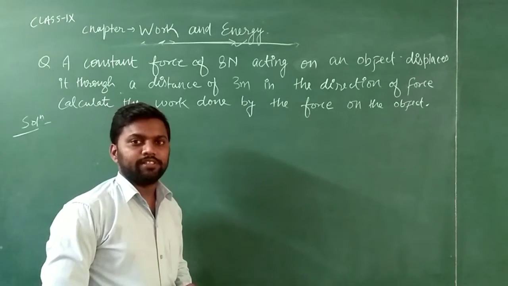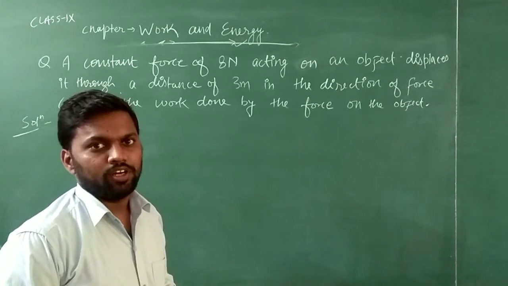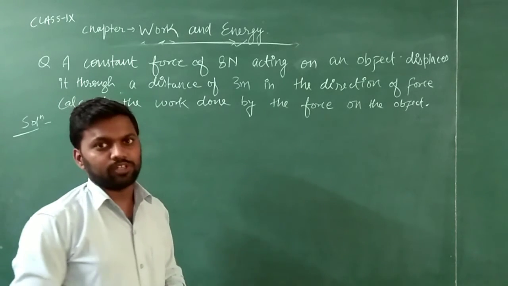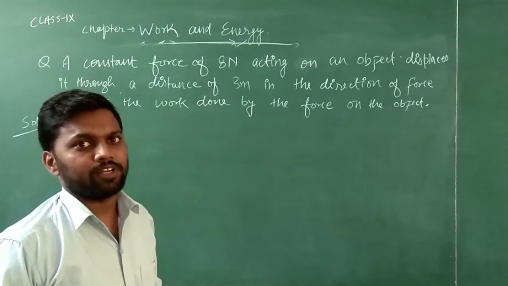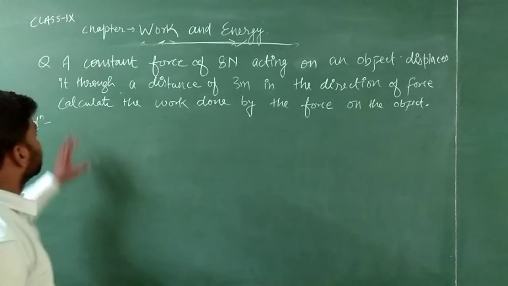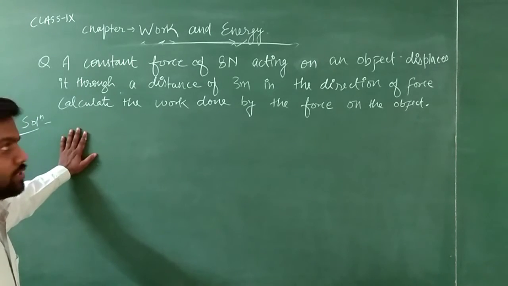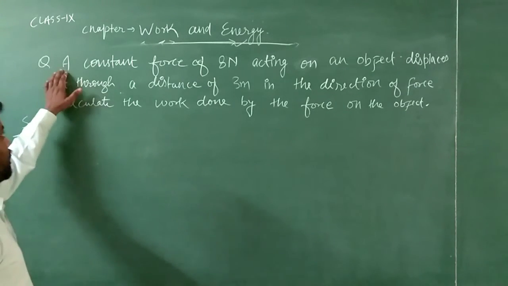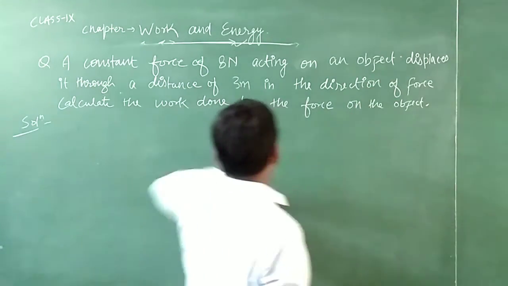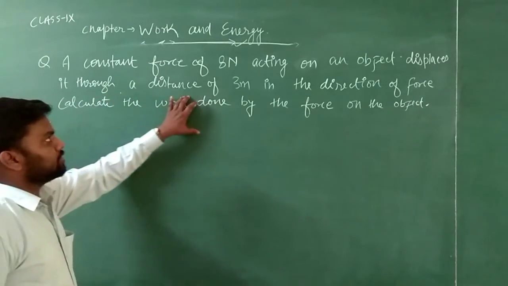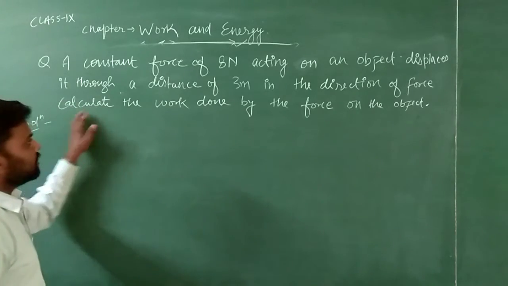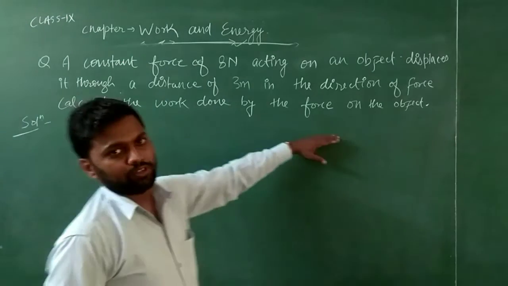Hello students, in this session we will solve some numerical on the basis of work done. Okay, which we have discussed in the previous session also, that what is work when we say that we have done some amount of work. Okay, so here we have a numerical based on the work done, that is a constant force of 8 Newton acting on an object displaces it through a distance of 3 meter in the direction of force. Calculate the work done by the force on the object.